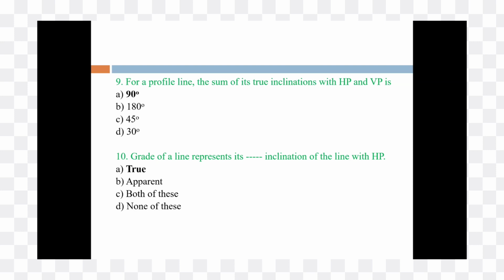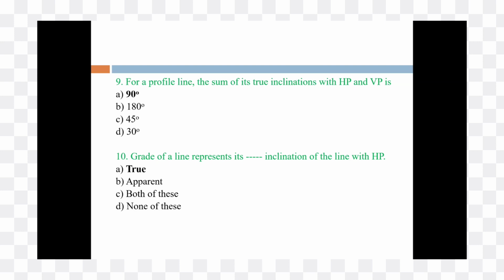Next: the grade of a line represents its dash inclination of the line with the HP. We already know that. From the grade we get the true inclination of the line with the HP. So here answer A will be correct.